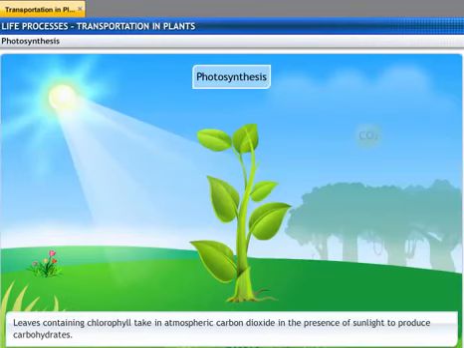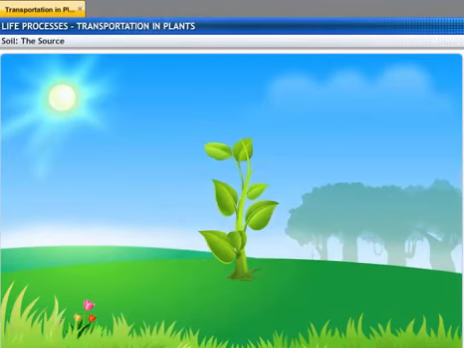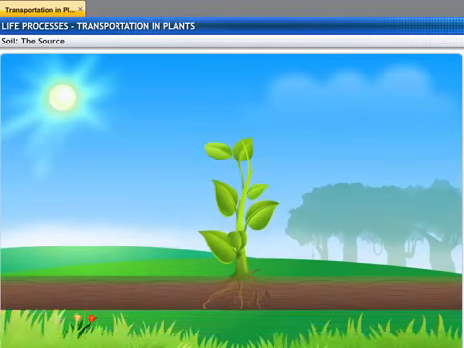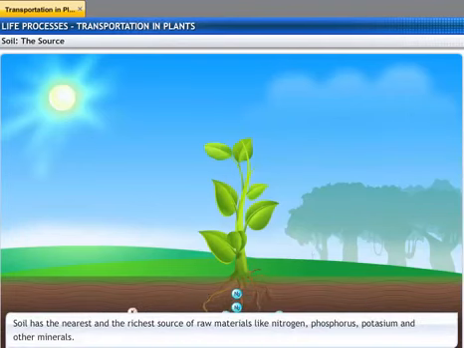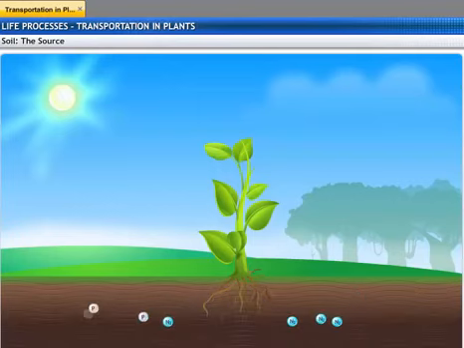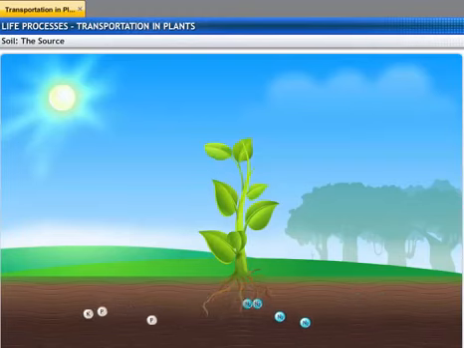Plants use energy from sunlight to fix atmospheric carbon dioxide into carbohydrates. Water and chlorophyll are required as raw material, and oxygen is released as the byproduct. Plants also need raw materials that come from the soil. Soil has the richest source of raw materials like nitrogen, phosphorus, potassium, and other minerals. The absorption of these substances occurs through the roots.